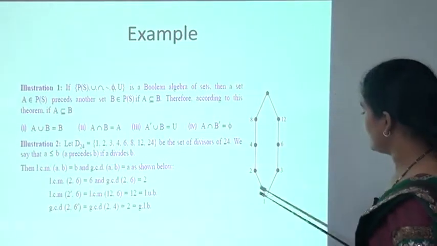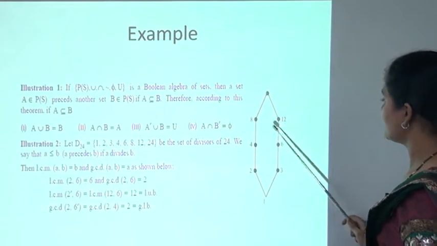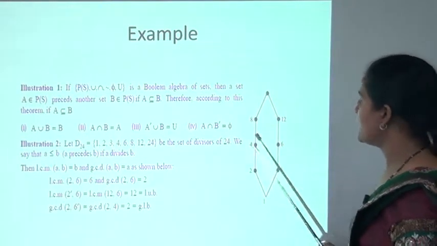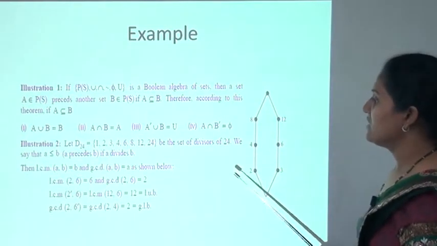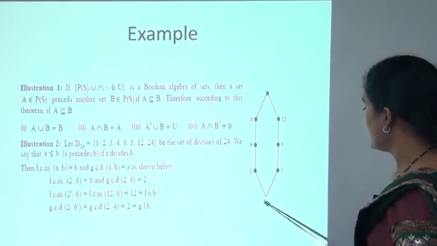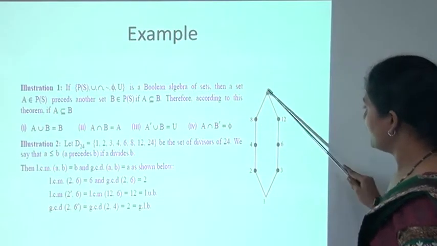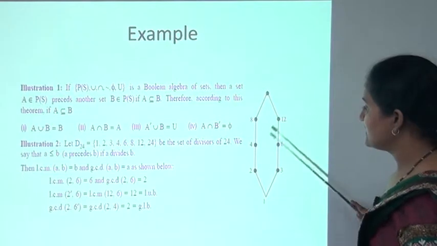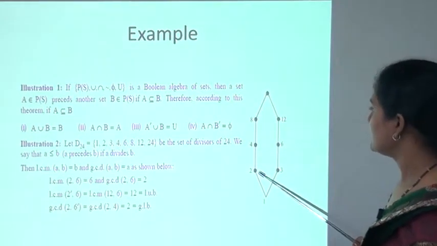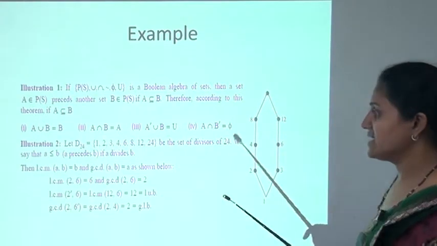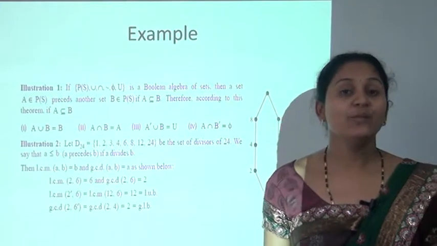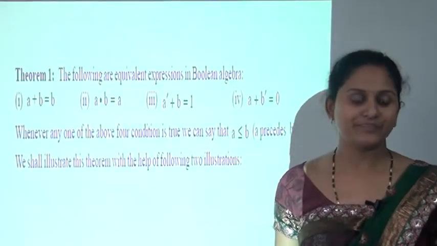This is the set 1, 2, 3, 4, 6, 8, 12 and 24. This is the Hasse diagram using the poset. This is a Boolean algebra if this condition is satisfied. The complement of 1 is 24 and of 24 is 1, and this is a distributive lattice also. So according to our lattice, we can prove this is distributive, and this is a Boolean algebra.